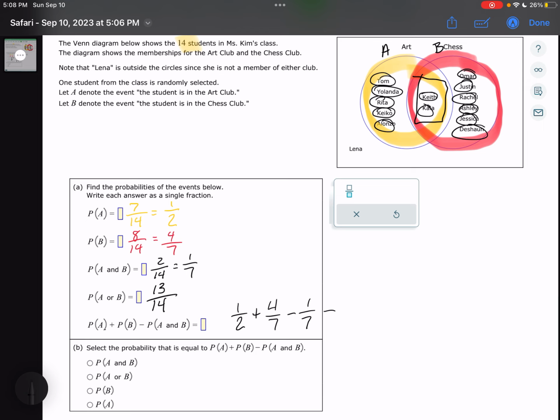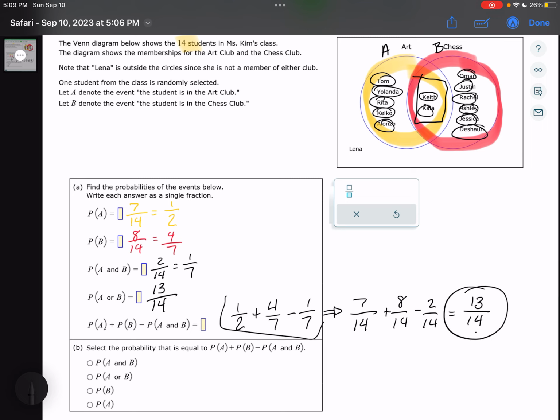We need common denominators, so if you would like, you can just throw this one into Desmos. Our common denominator here is going to be 14, so I would have 7 out of 14 plus 8 out of 14 minus 2 out of 14. 14 would stay. 7 plus 8 is going to be 15 minus 2 is 13. So that would be my answer.